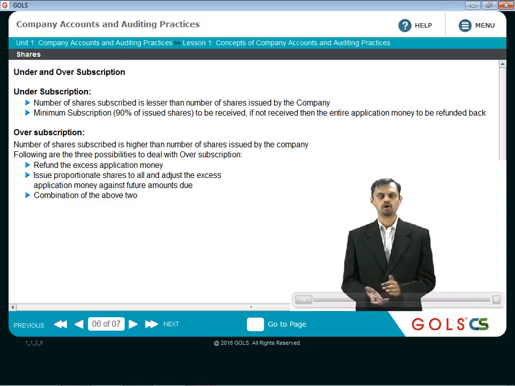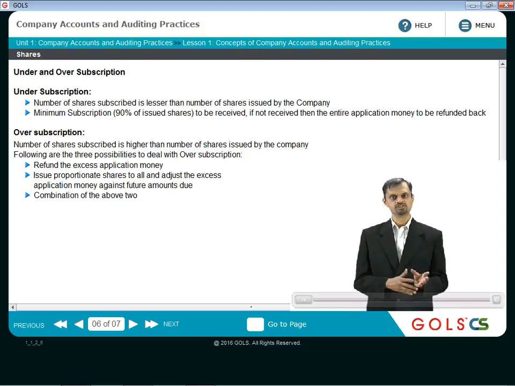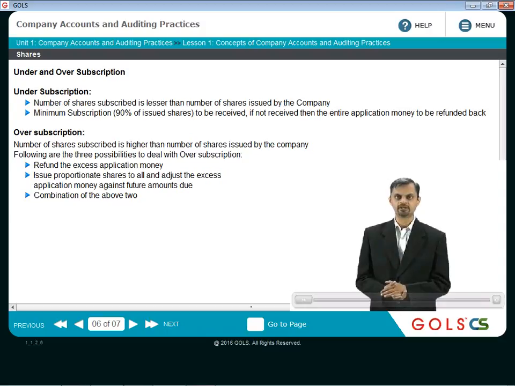Or the third possibility can be a combination of the two. That is, some applications will be refunded and to the other applicants, the pro rata allotment will happen. So this is what is done in case of oversubscription of shares.